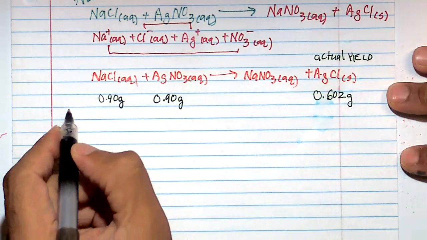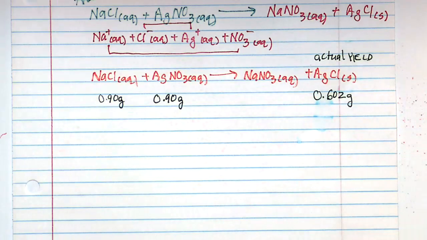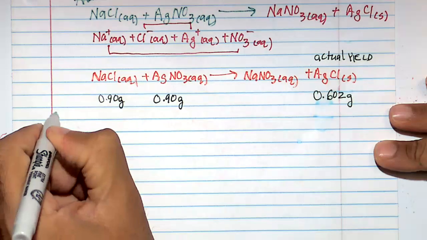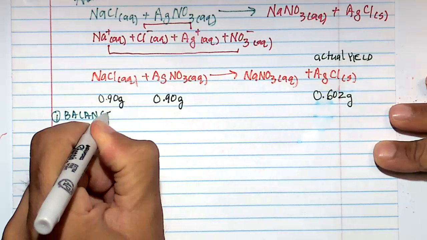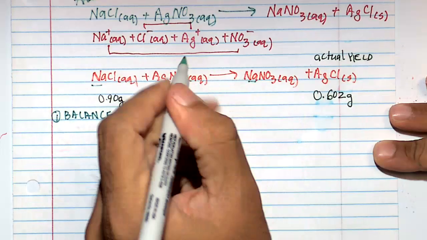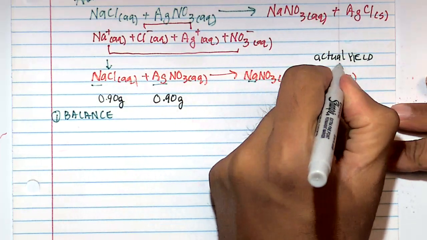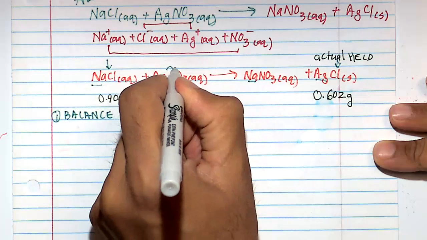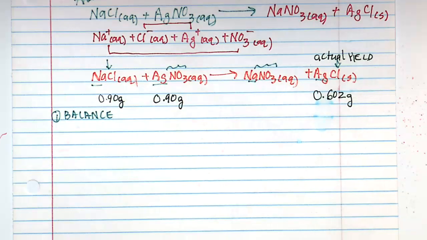So we're going to ask ourselves two questions. But before anything, you need to balance this equation. So 1 Na, 1 Na, 1 Ag, 1 Ag, 1 Cl, 1 Cl, and 1 NO3, 1 NO3. So you're balanced, which is good.